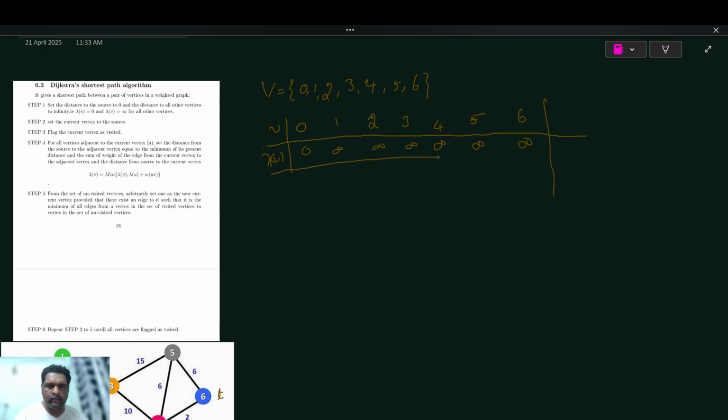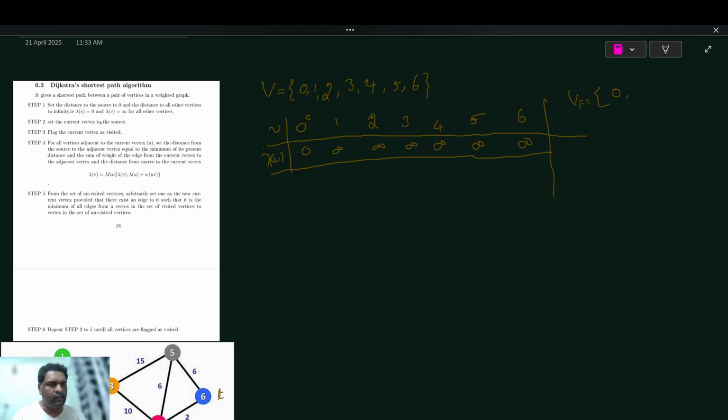Now we move on to our second step, set the current vertex to the source. So now for the time being, the current vertex of our calculation is our source, that is 0. This is our current vertex, and flag the current vertex as visited. So visited vertices are always being flagged. So flagged vertices can be formed as a set. So let us name the flagged vertices VF. So here the only vertex we visited so far is V0 or 0.